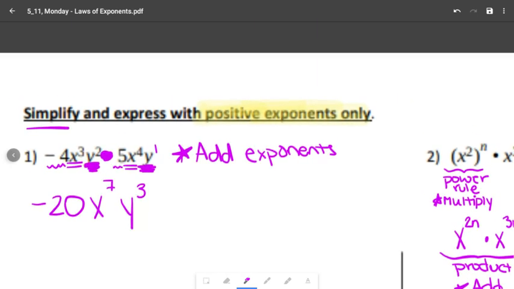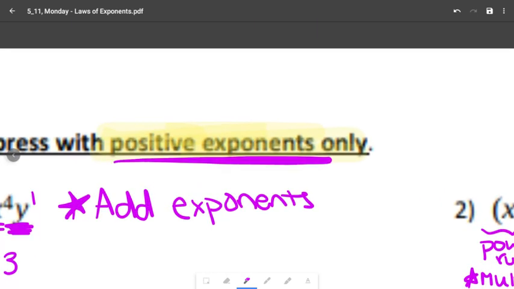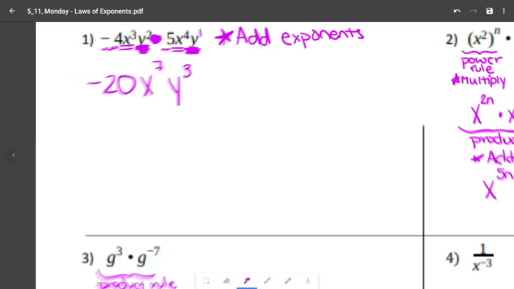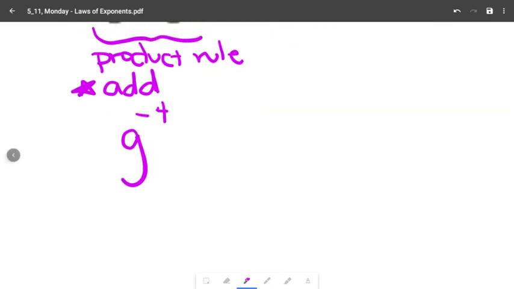But be careful, because we did say we want positive exponents only. Right now I have a negative. So remember, this g is technically over 1. So the negative rule switches it to the other side. So now that g is in the denominator. It was in the numerator on top. Now it's in the denominator, and the exponent turns positive. There was technically a 1 in front of that g, so this is 1 over g to the 4th.